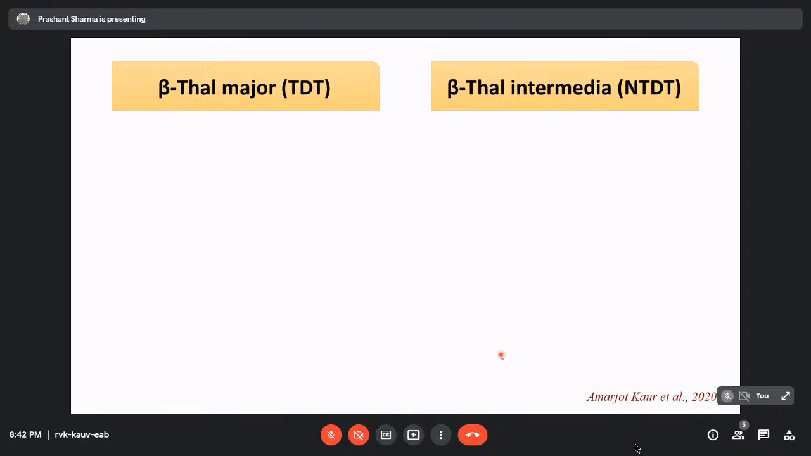So I think this is going to be my last slide for today. When you look at beta thal major versus intermediate at a genetic level, this is a thesis by Amarjot Kaur, Dr. Amarjot, who's our senior resident now. So this is the data that she got. So look at this layout of mutations. This is a 3-year study.